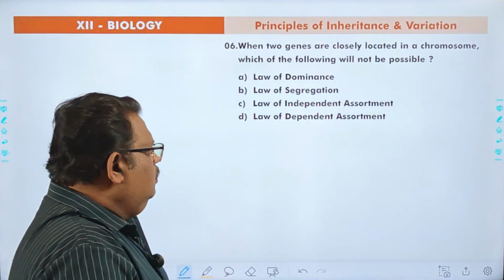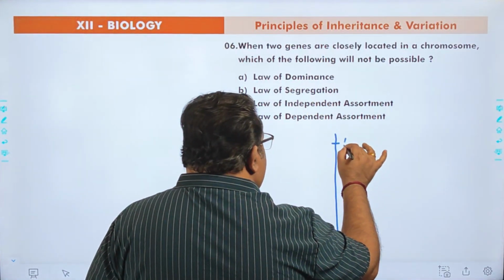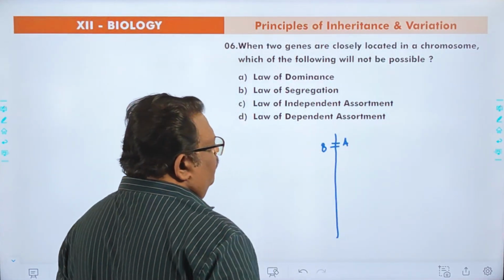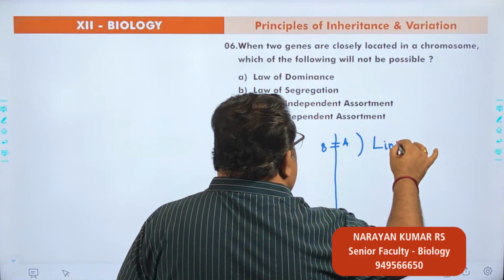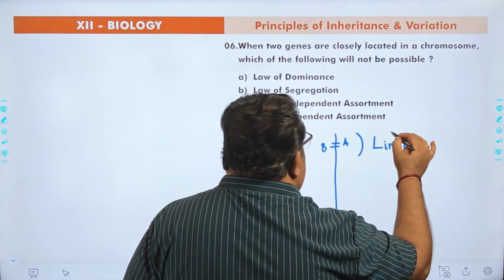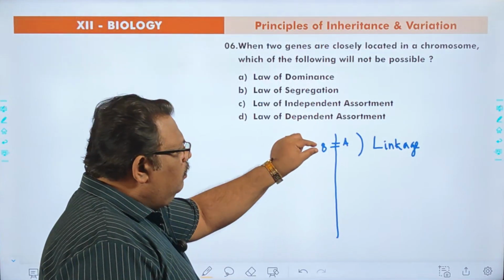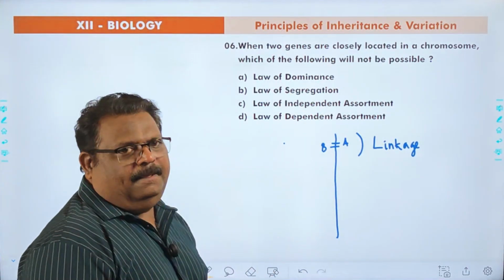Next one, when two genes are closely located in a chromosome, which of the following will not be possible? So this is a chromosome. When two genes, gene A and gene B, are very closely located, they show a relationship called linkage. The linked genes, that means two genes very closely located in a particular chromosome, will not assort independently.